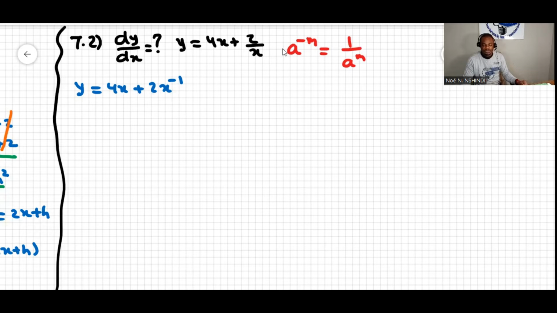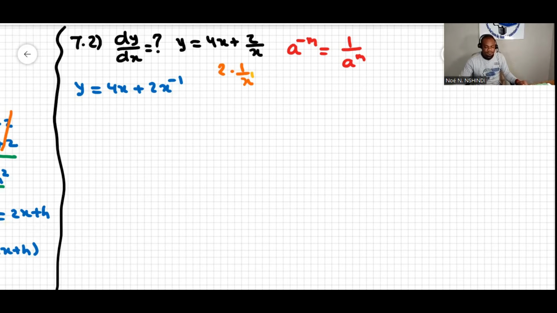In case someone is not seeing it clearly, remember this part here, 2 over x, is like 2 times 1 over x. And this x has an exponent of 1, you see? So it's like 1 over a to the power of m, so this can be written as a to the negative m. So this is the part.